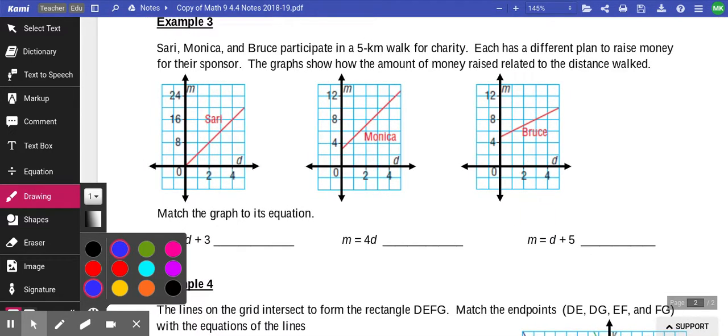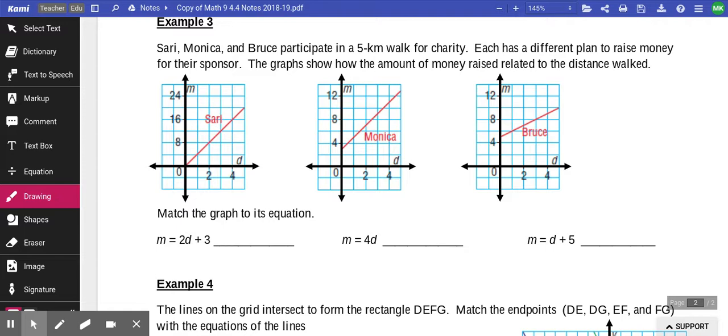We're going to look at a word problem. So this is Sari. Yeah, we're going to go with Sari. That looks like Sari. Sari, Monica, and Bruce participate in a 5-kilometer walk for charity. Each has a different plan to raise money for their sponsor. The graphs show how the amount of money raised relates to the distance walked.